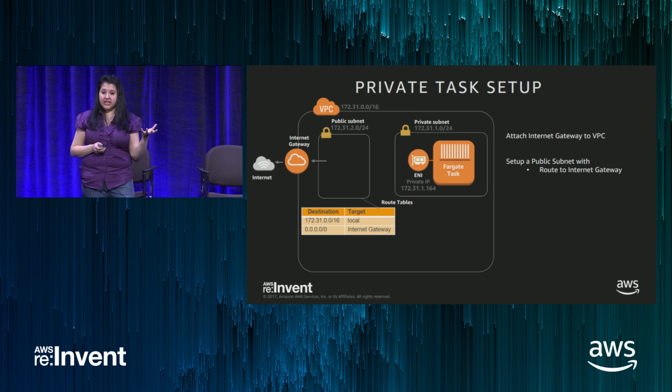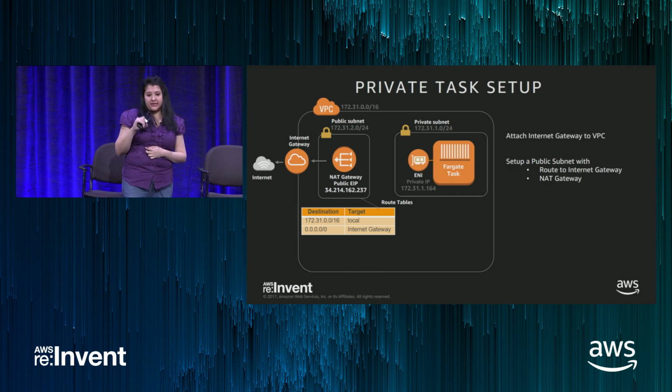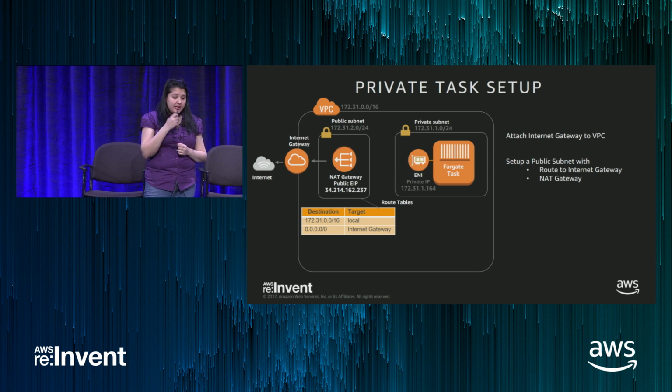We need to put something in there that actually forwards the traffic out to the internet gateway. And what we're going to add in here now is a NAT gateway. This is a VPC construct that allows exactly what we need. It allows private entities in your private subnets to forward traffic out to the internet using network address translation. So in this case, we have a NAT gateway. The NAT gateway itself has a public IP, and it now has a route to send traffic out through the internet gateway into the internet.